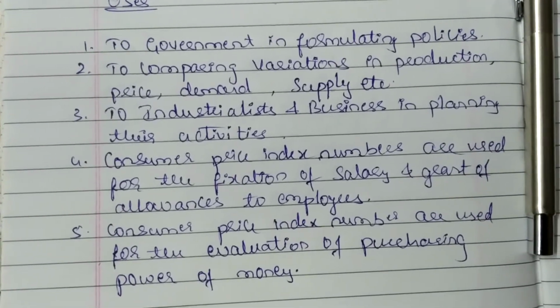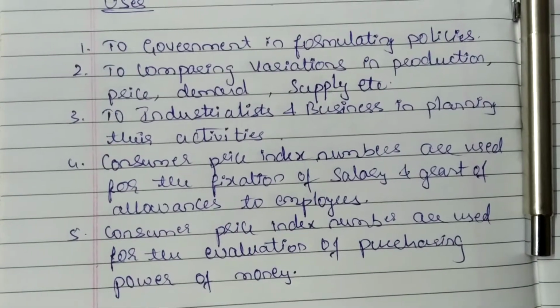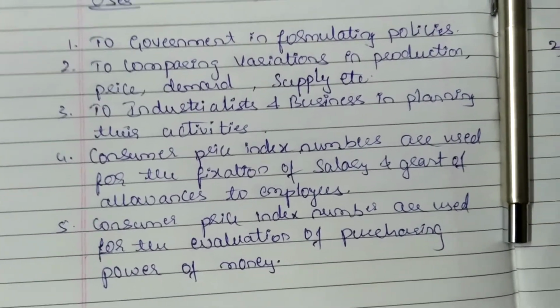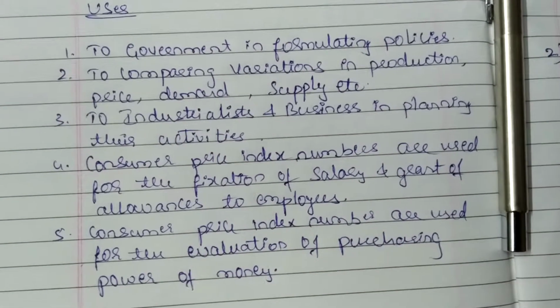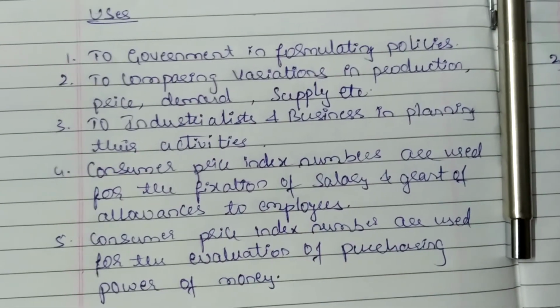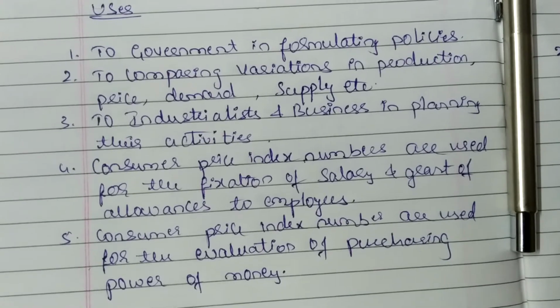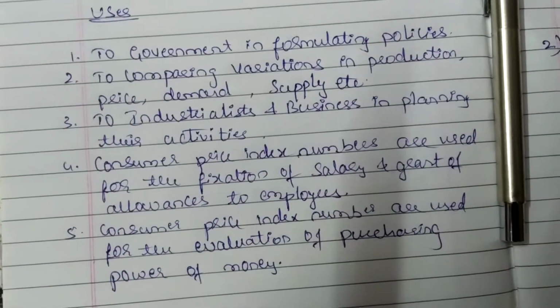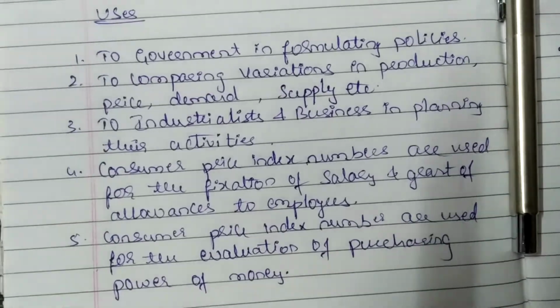Consumer price index numbers are used for evaluating the purchasing power of money. Of course, as we make a comparison with the base year, there are a lot of changes which we come across with the purchasing power of any of the commodities, the change in the value of that commodity because of living standard.